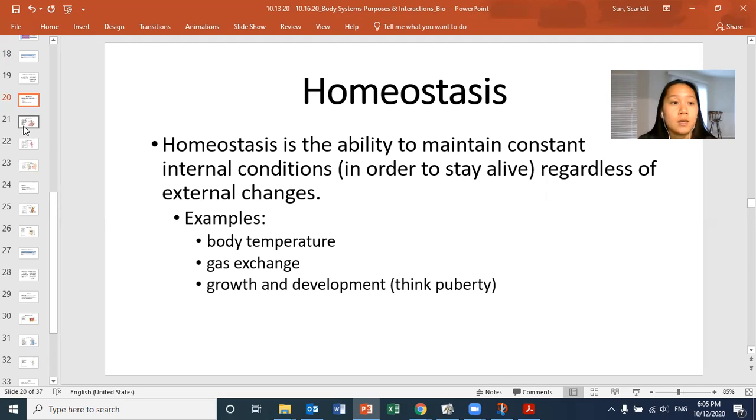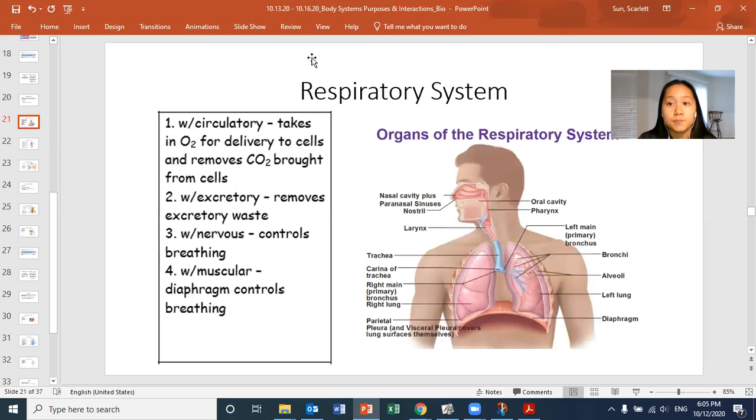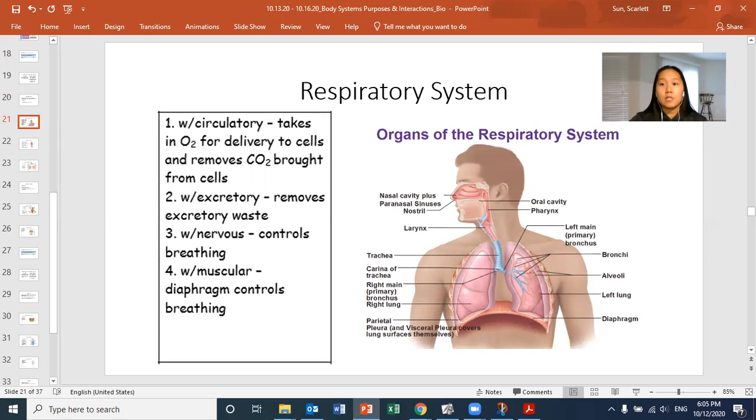Okay, so we're going to talk about the interactions of body systems that help you maintain homeostasis. Like I said before, the respiratory system plays a big role. The respiratory system is your lungs, your trachea, and your mouth, and it works closely with your circulatory system. So you take in oxygen for delivery to the cells, and it helps you remove carbon dioxide brought from the cells. You're bringing in fresh oxygen and you're breathing out the waste of carbon dioxide. The respiratory system also works with the excretory system, so it removes excretory waste.